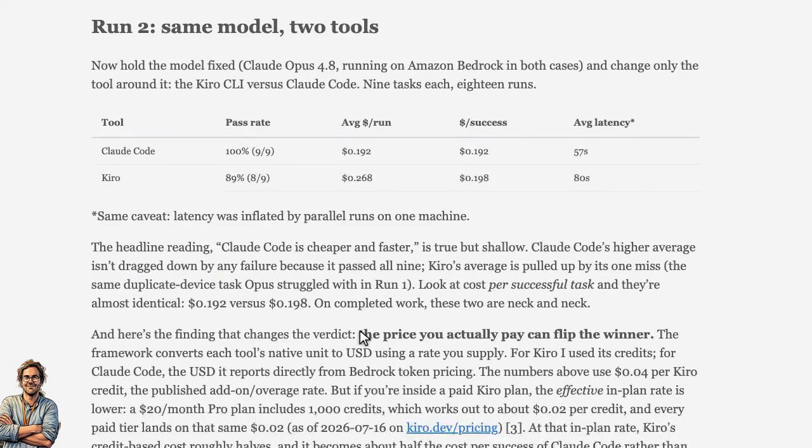Run 2, hold the model fixed and change only the tool around it. The headline reading was that one tool is cheaper and faster, but that is shallow. Look at cost per successful task, and the two are almost neck and neck. The averages diverged mostly because of a single missed task pulling one of them up.